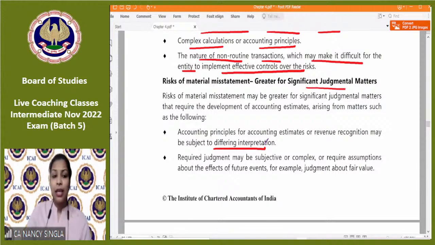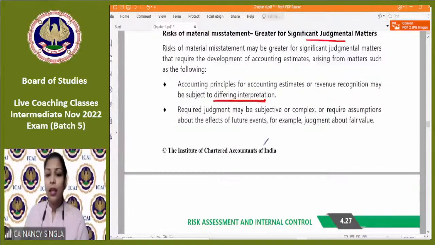Another example is about fair value. With respect to the calculation of fair value, with respect to future events, a lot of judgment is involved.